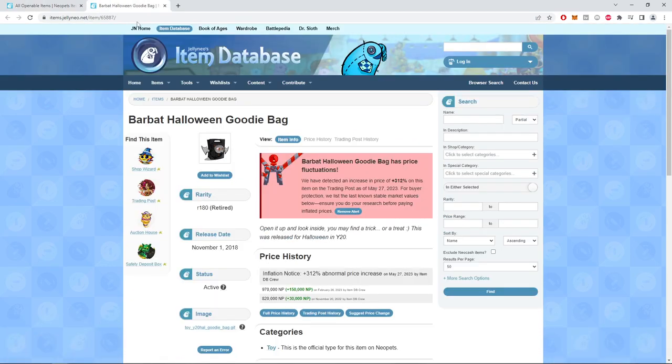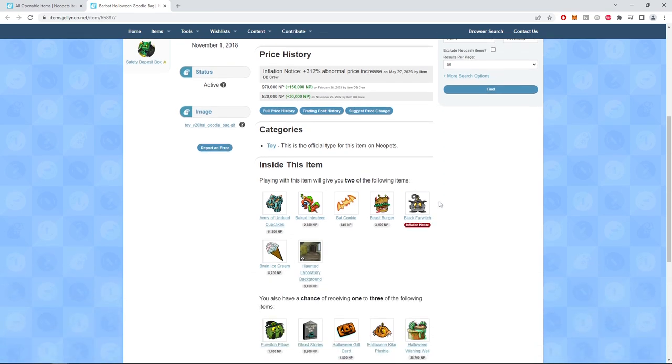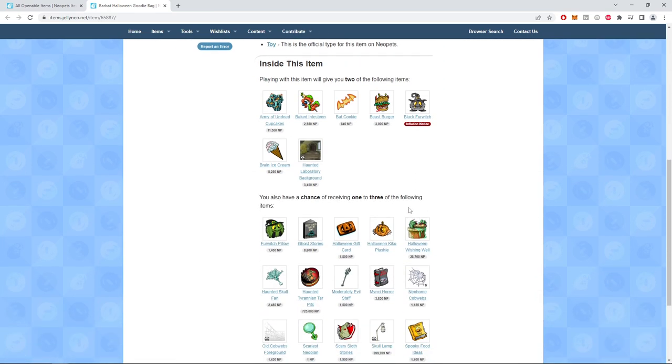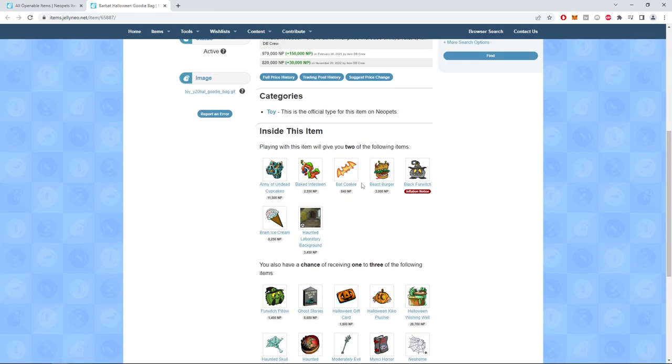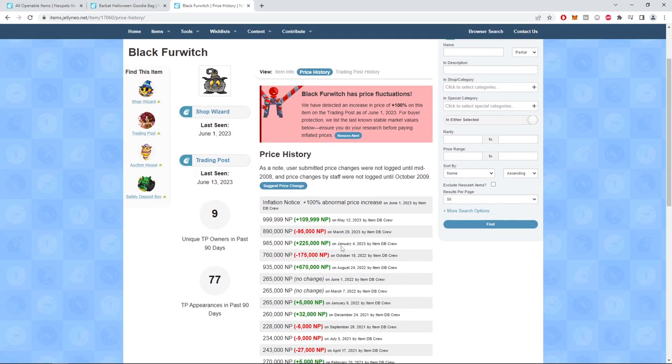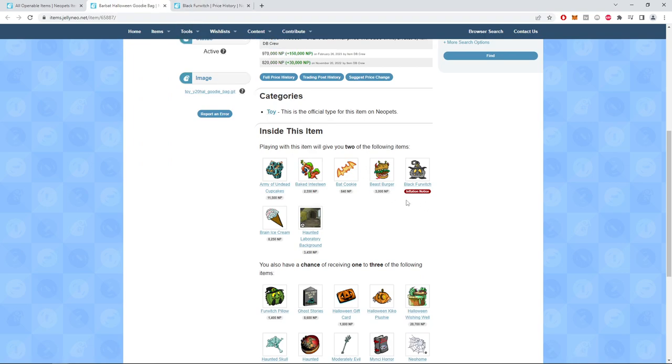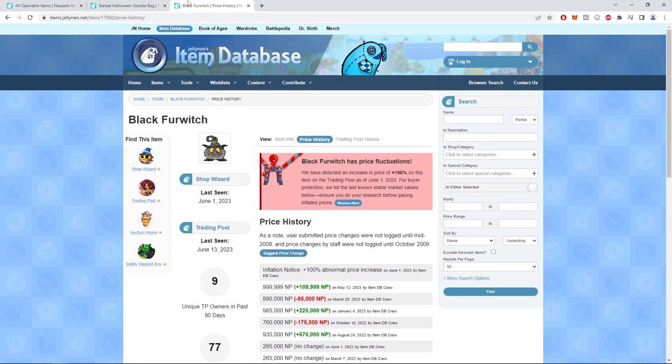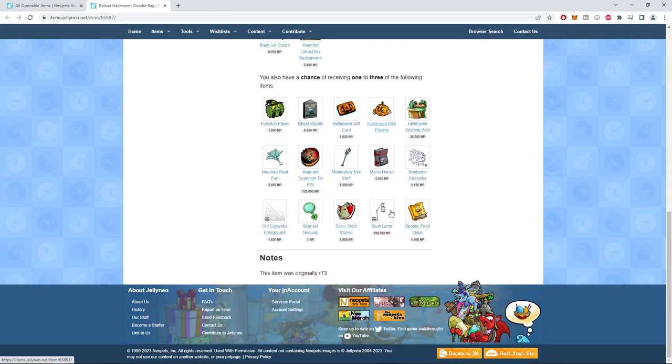All right. Barbat, Howie Goody Bag. This has just been sent to the moon for some unknown reason, but you're guaranteed two items, all right? Black Fur Witch, and you just hit Inflation Mania, okay? So 1, 2, 3, 4, 5, 6, 7. 2 out of 7, you want to risk it for 1 million?